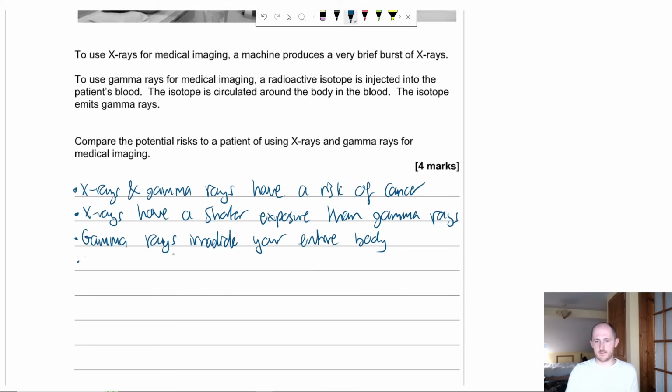Whereas X-rays irradiate a small part. Irradiate a small part. That's it. 4 marks. Not too bad.